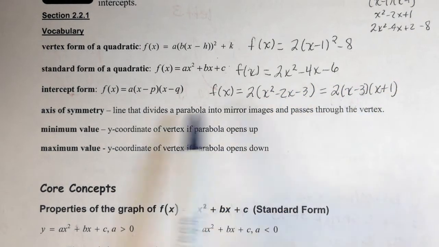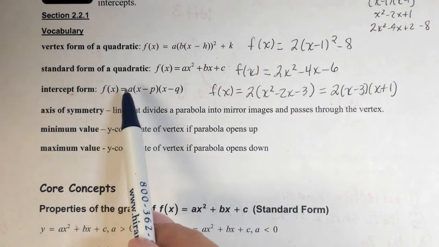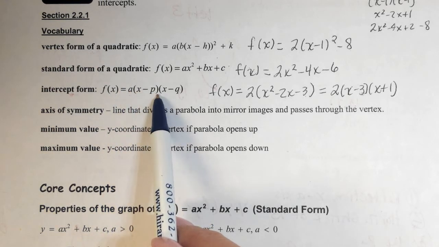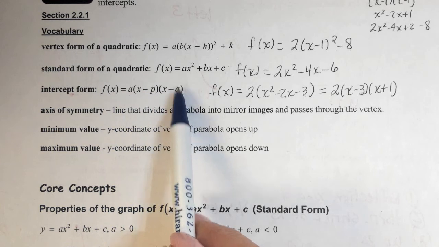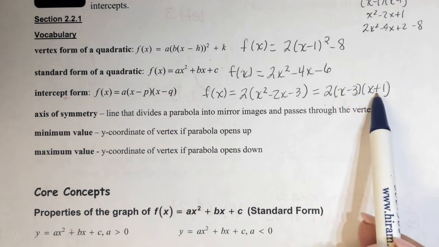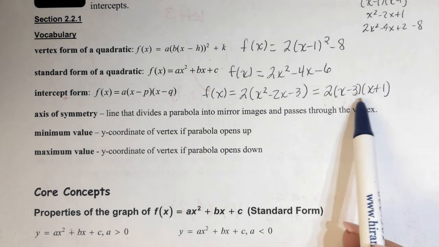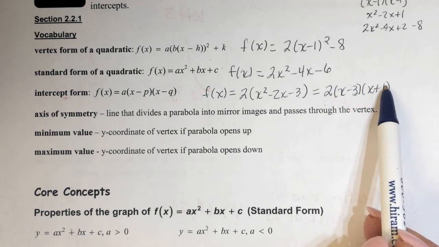All right? And this is what is called intercept form. We have a coefficient, we have x minus a value, x minus another value. These points here are going to be x-intercepts. We're not talking about that today, that's going to be tomorrow, but that's a preview.